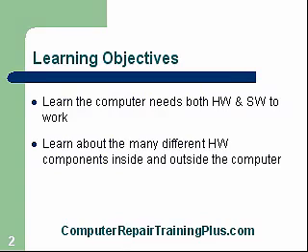Learning objectives. We're going to learn the computer needs both the hardware and the software to work. Both are needed. One can't work without the other. The hardware is the actual physical. The software is what drives the hardware, gets the hardware to do something for us. We're going to learn about many different hardware components inside and outside the computer. It's quite a large number. We're going to be going over each one.